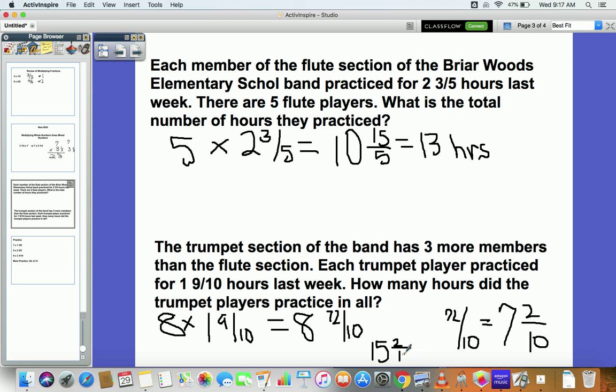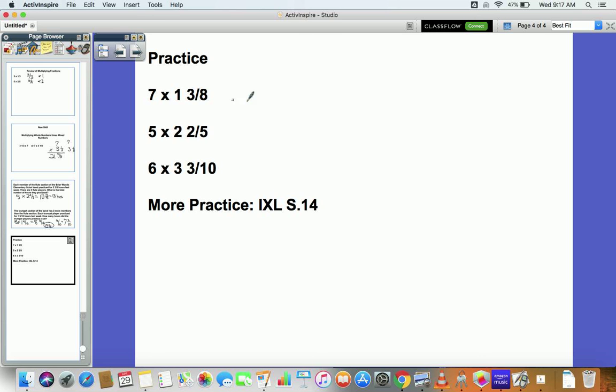So if we look at our 2 problems, the flute players practiced for 13 hours. The trumpet players practiced for 15 2 tenths hours. So which section practiced more during that week? And it would be the trumpets. Even though they didn't practice as long because they had more players, they ended up practicing a total of greater than the flutes did.